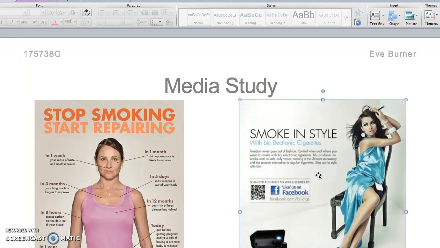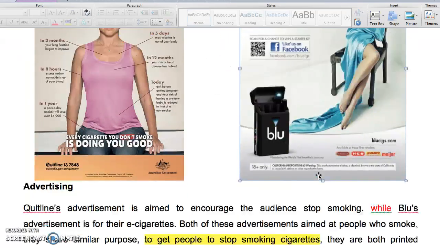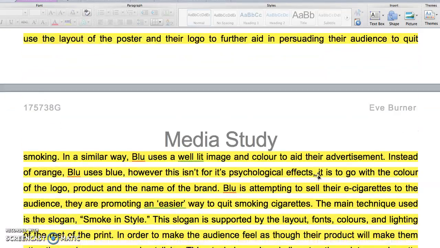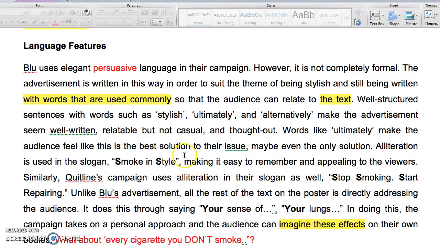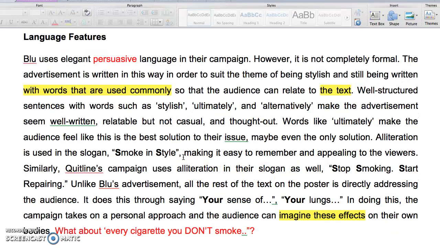Step out in style with blue. So again, a lot of you did talk about the alliteration, but they use it a lot. So you're going to need to go back and have a look at your analysis of the language features. Make sure you're using clear topic sentences and you're naming the techniques.